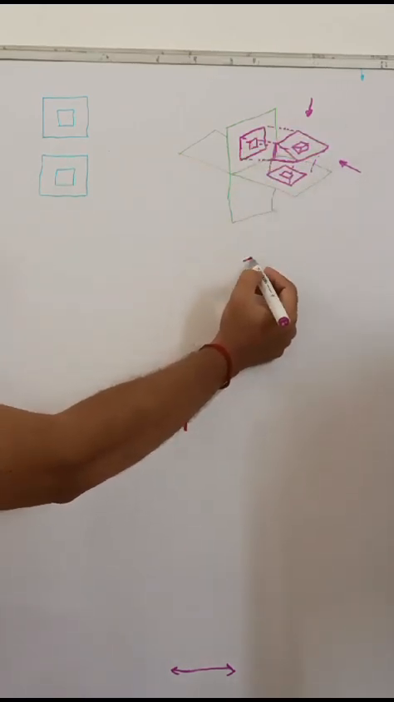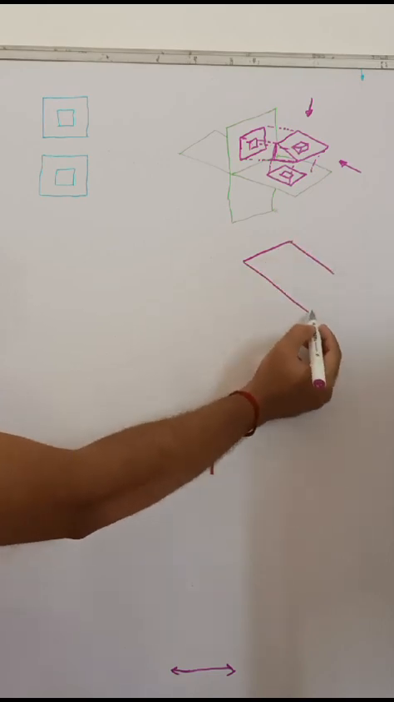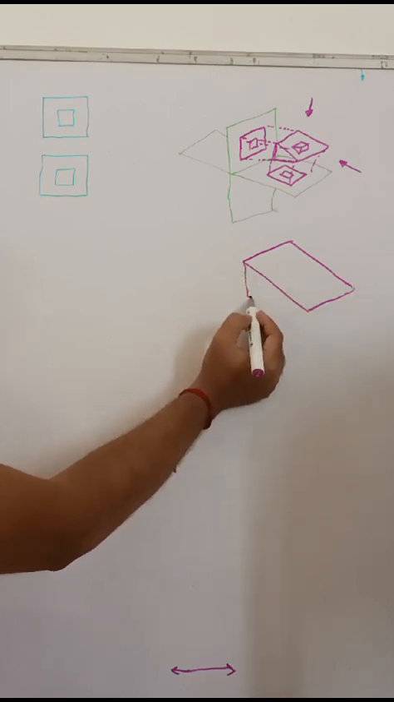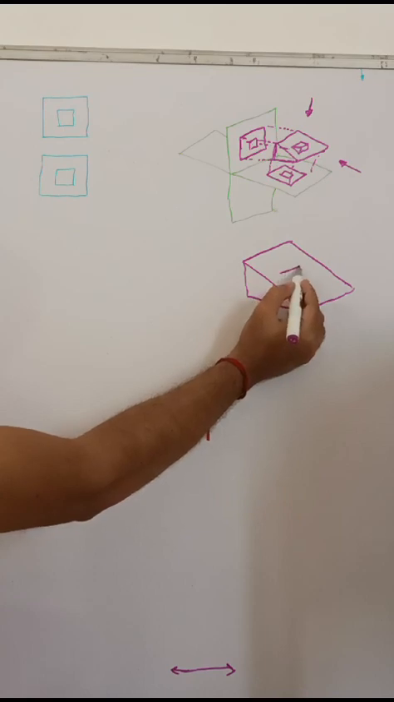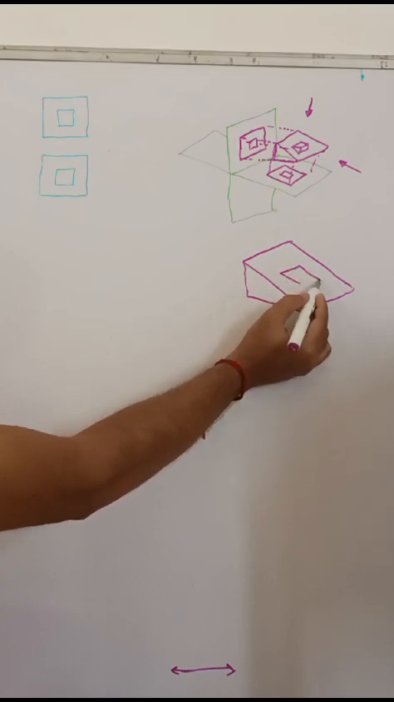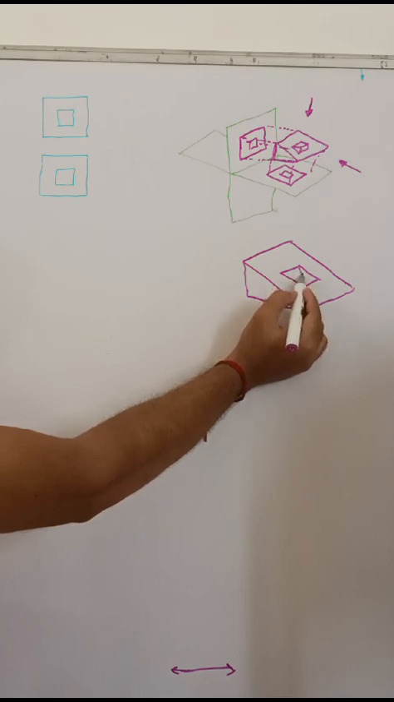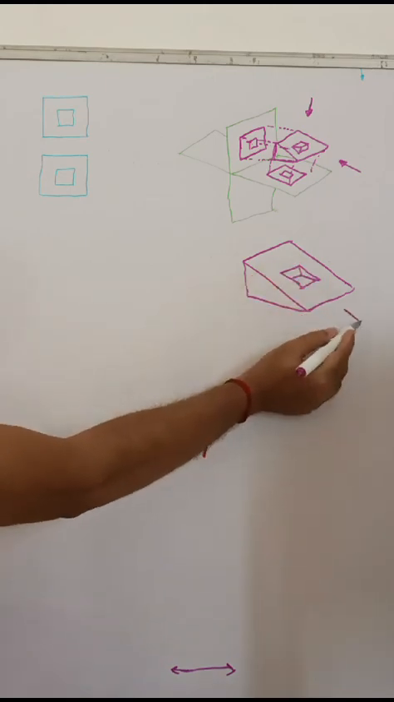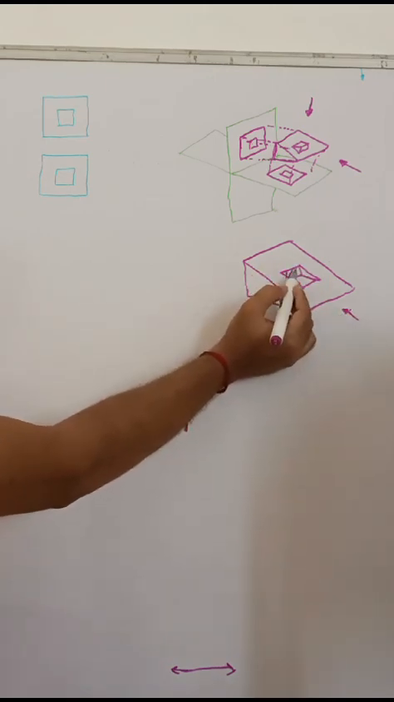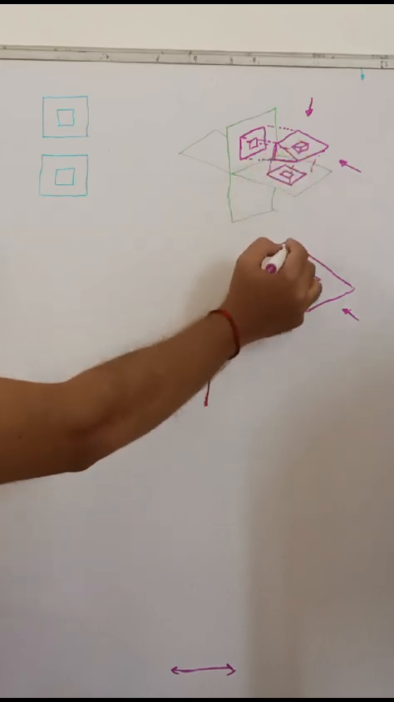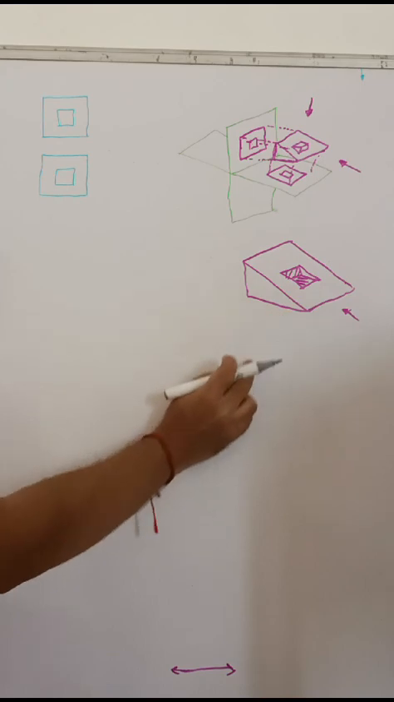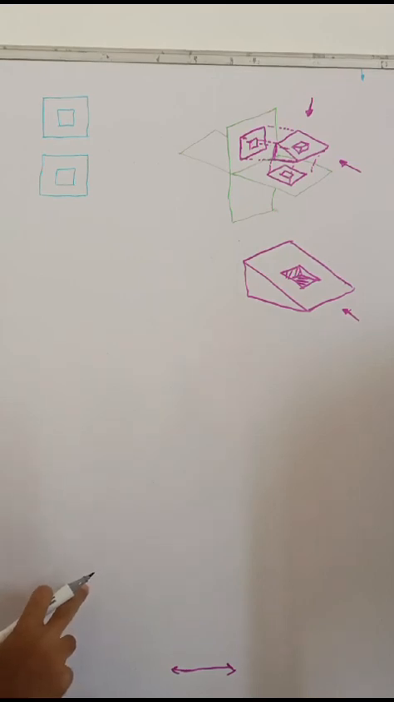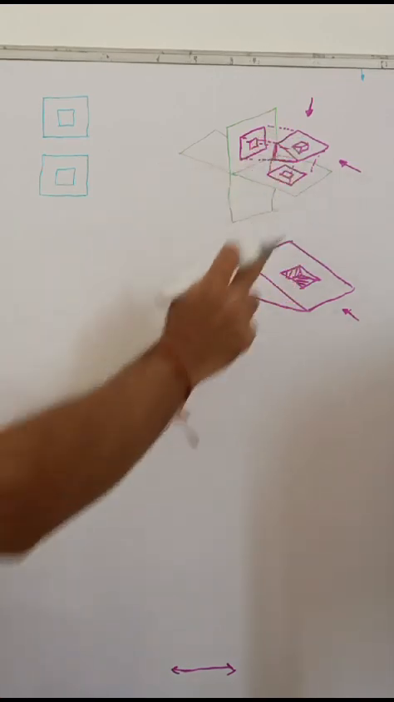Instead of this projection, you can have inside also, like this. So here also, if you look at from this front view, this will be the inside square, and if you look at from the top, this will be the inside square. So here also you can see the similar projection will come. So these are the two possibilities.